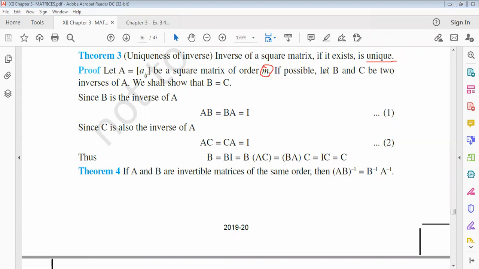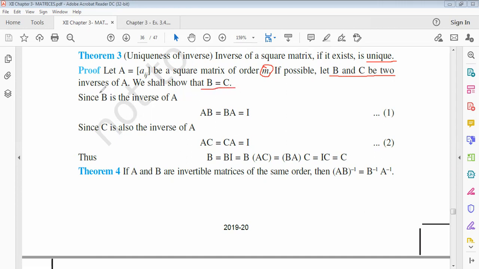If possible, let B and C be two inverses of A. हम suppose कर रहे हैं पहले कि इसके दो मैट्रिक्स इनवर्स हैं, एक B और C. तो अगर B और C दो मैट्रिक्स हैं तो हमको क्या प्रूव करना है कि B इक्वल्स टू C. दोनों अगर इसके मैट्रिक्स हैं तो दोनों बराबर होने चाहिए.